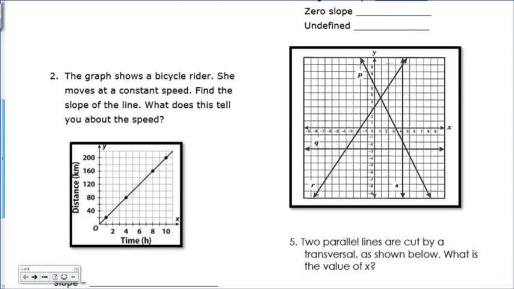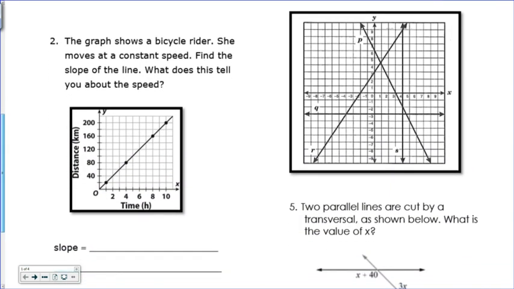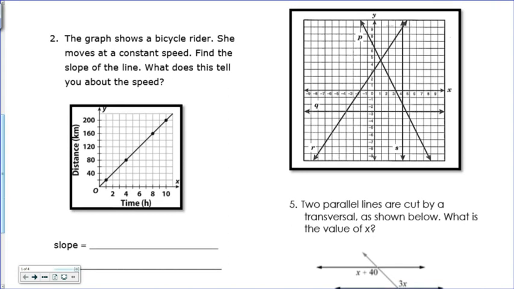The graph shows a bicycle rider. She moves at a constant speed. Find the slope of the line. What does this tell you about speed? So looking here, we need to figure out on our graph, we're going to use the formula rise over run.